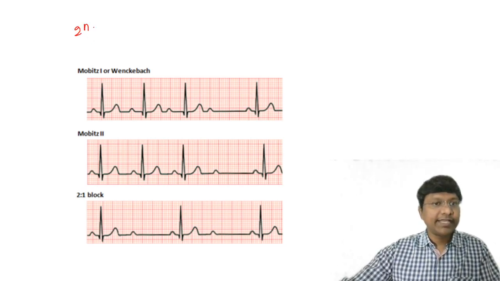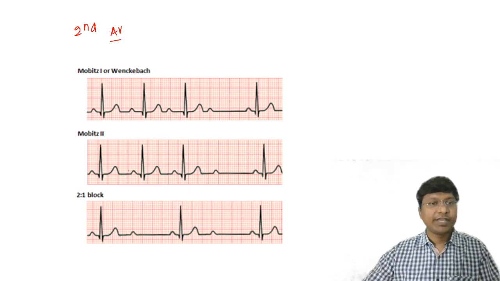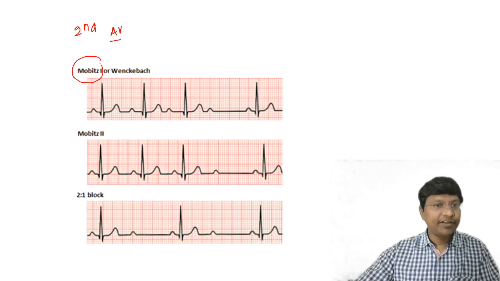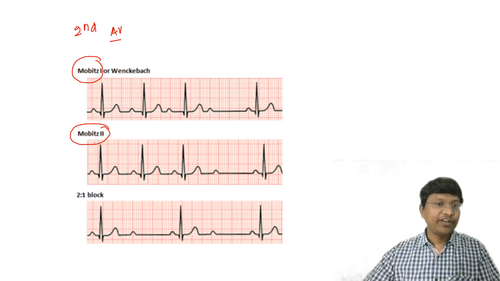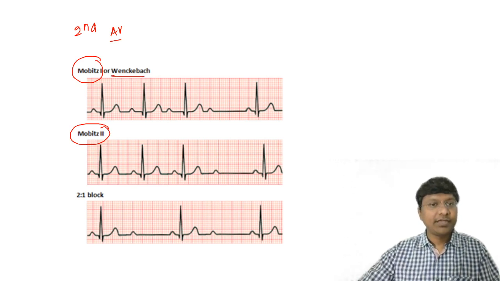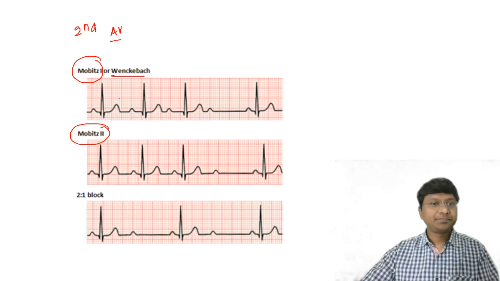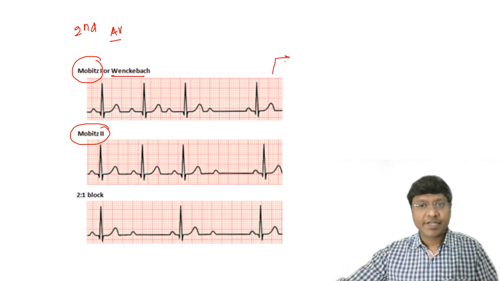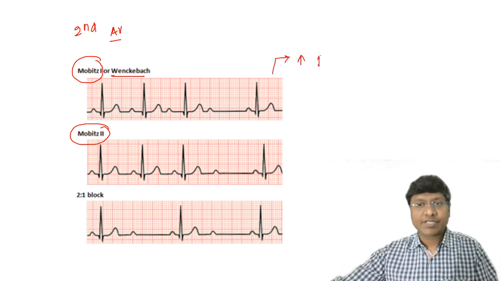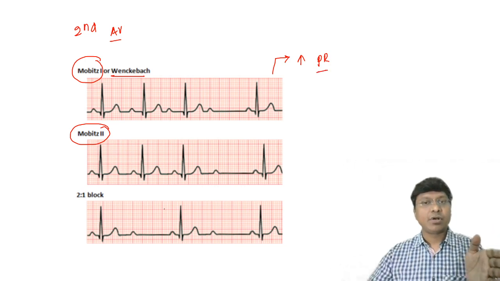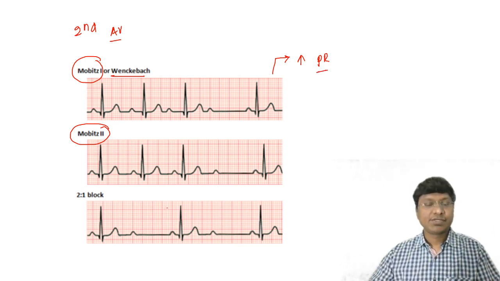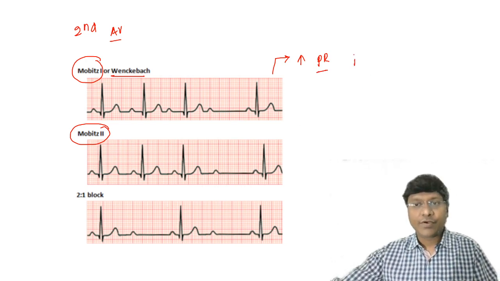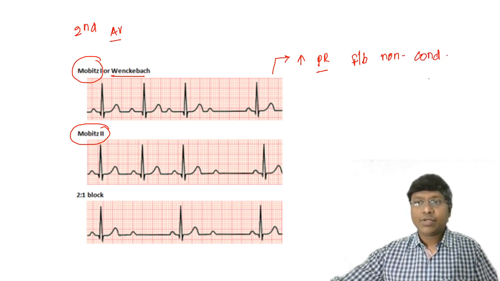The second degree AV block is again of two types: Mobitz type 1 second degree AV block and Mobitz type 2 second degree AV block. Mobitz type 1 second degree AV block is also called Wenckebach's phenomenon. In case of Mobitz type 1 or Wenckebach's phenomenon, what will be the ECG finding? There will be a progressive increase in the PR interval from complex to complex, followed by a non-conducted P wave.